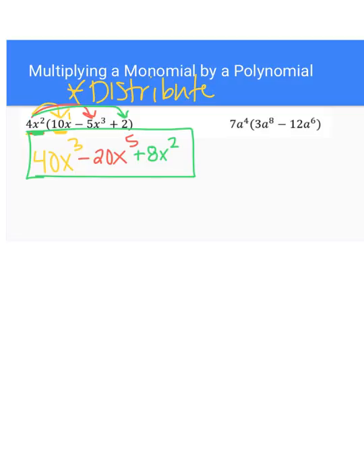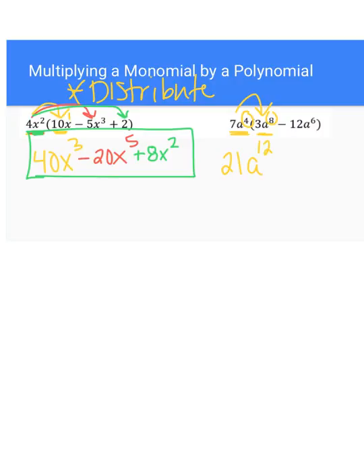Now I have another example here where we are taking a monomial and distributing it to a binomial. So let's get started. 7a to the fourth, and we're going to start distributing to the first term, 3a to the eighth. So the coefficients out in front here, 7 times 3 is 21. And for the a's, I'm going to make sure I add the exponents. 4 plus 8 is 12.